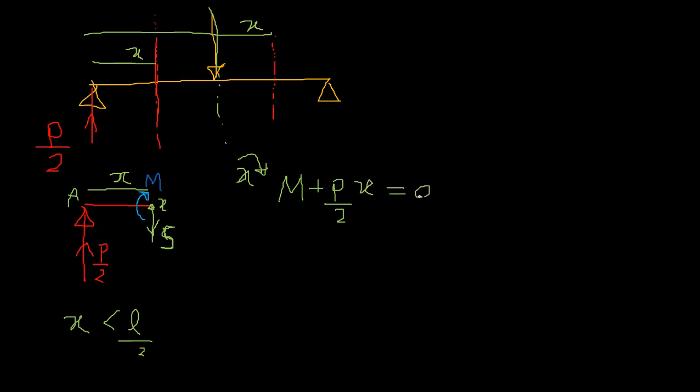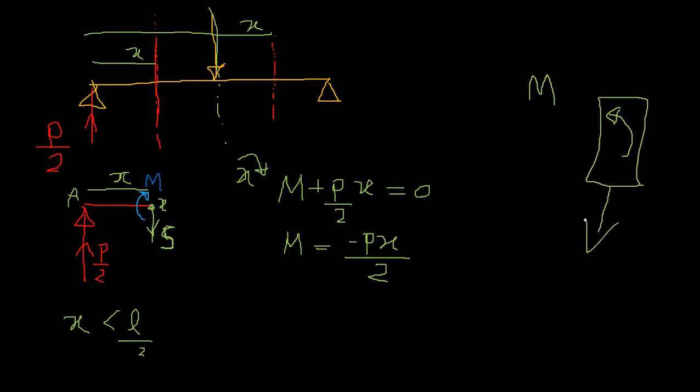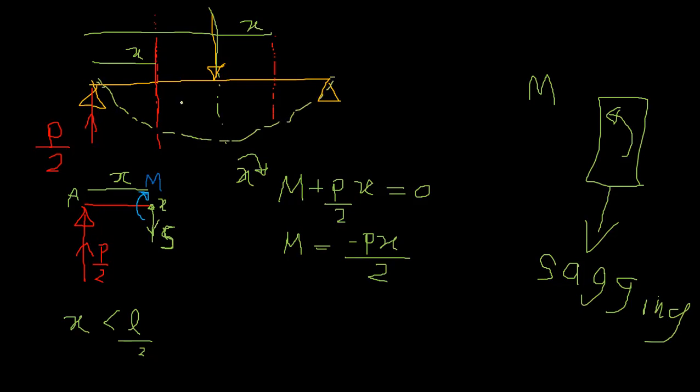Equals to 0, right? So M is minus Px over 2, right? So if you apply any value, you can see your M is negative. So negative means it is getting an anti-clockwise bending moment at the right end. So what does that mean? It is actually a sagging bending moment, right? So yes, it's correct. If you apply the load like this, it is sagging entirely throughout. So maximum bending moment.